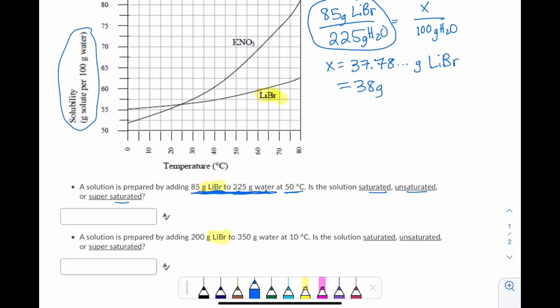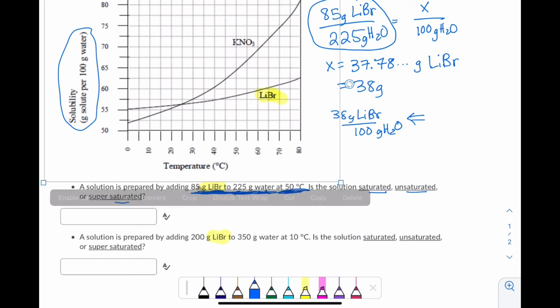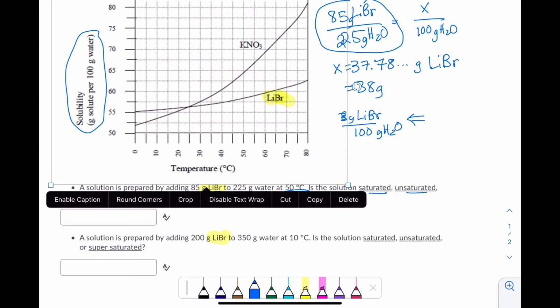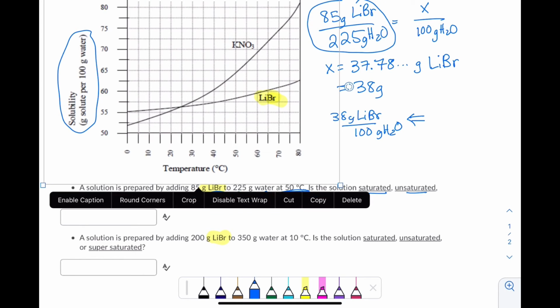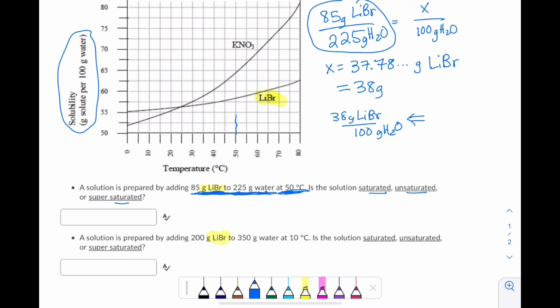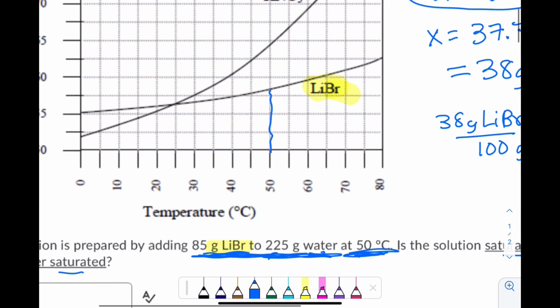So would a solution made up of 38 grams of LiBr over 100 grams of water be saturated, unsaturated, or supersaturated? Because that's going to tell us what our original solution is. Well, how do I tell that? Let's go to 50 degrees. Let's go up to our LiBr curve. And let's come over to the side.